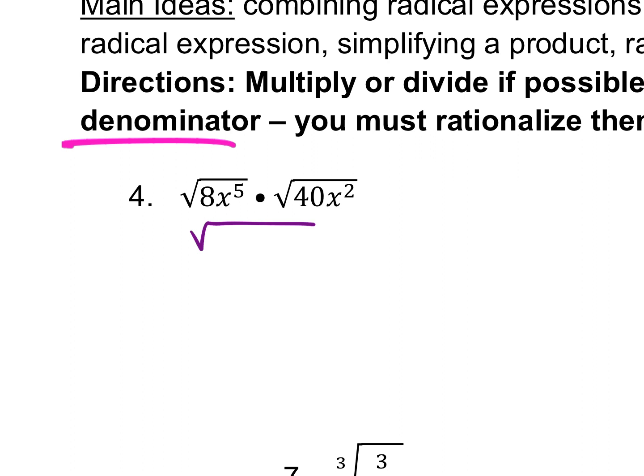8 times 40 is 320. Okay, so multiply the numbers. Then x to the fifth and x squared, you add those together. So that's going to be x to the seventh. And then once you've multiplied, now we can break it down into something that works a little nicer as perfect squares. So you have 320. Remember your list of perfect squares. So you're going to take that list.